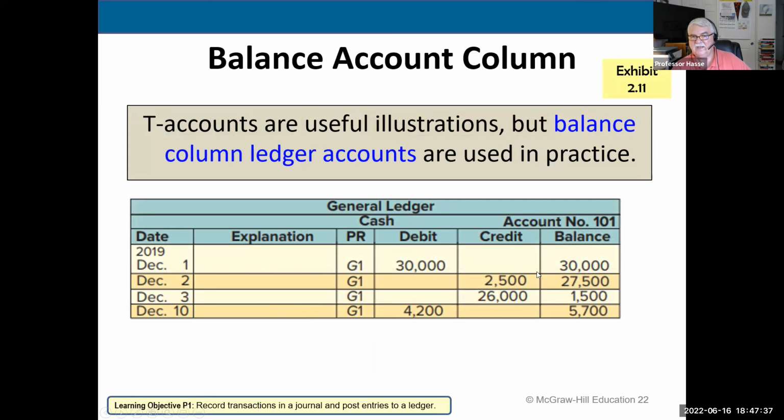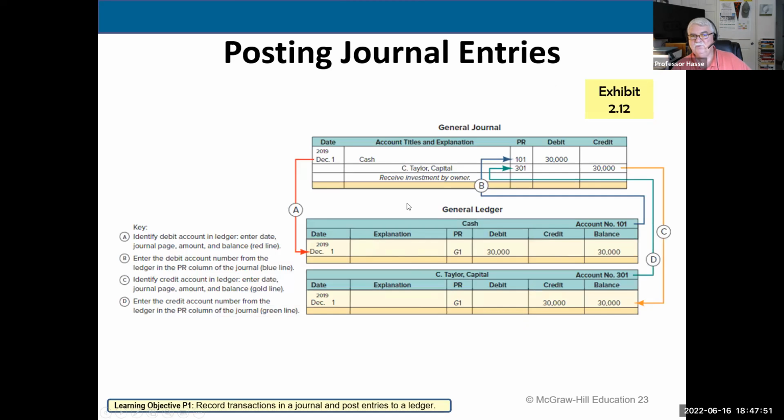Here's the general ledger account for those transactions. Cash coming in, there's the balance. Cash going out, there's the balance. This is a general ledger. So when you record a transaction, it is immediately posted to the ledger. This is the general journal. You have to do this in quiz number 1. You record the transaction, and then you take those amounts and post them to the debit side of cash and to the credit side of capital. You're now posting those to the ledger.